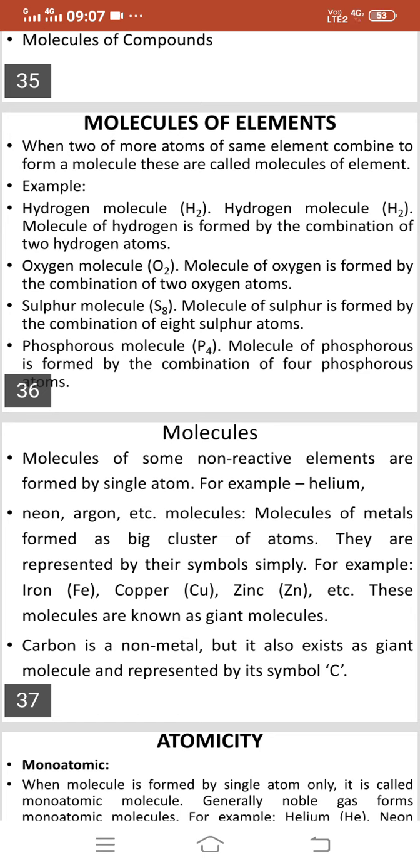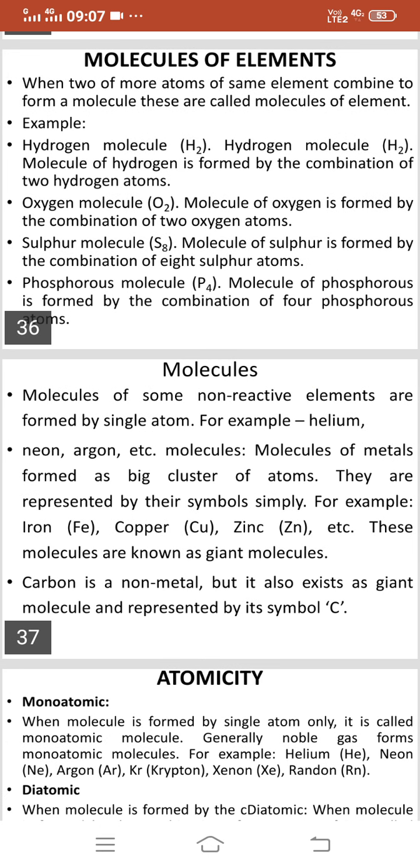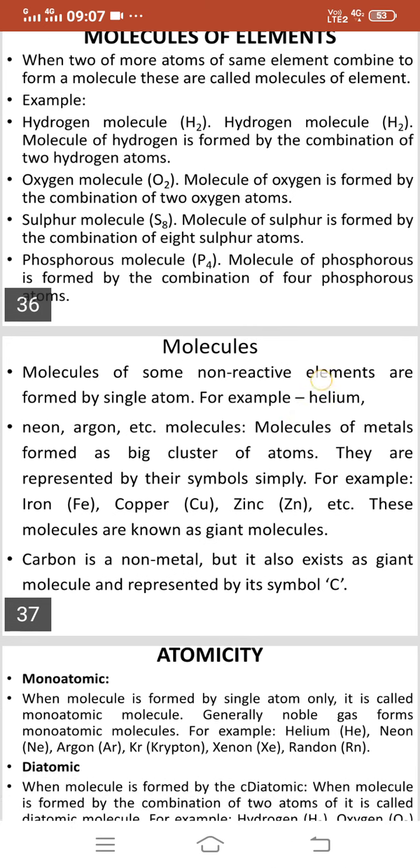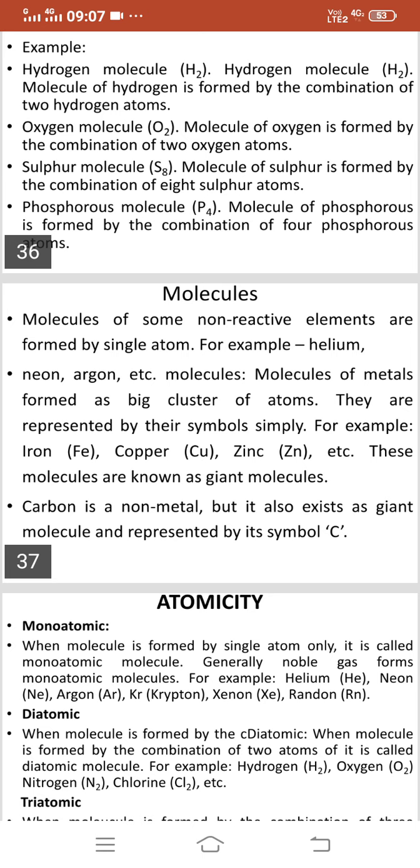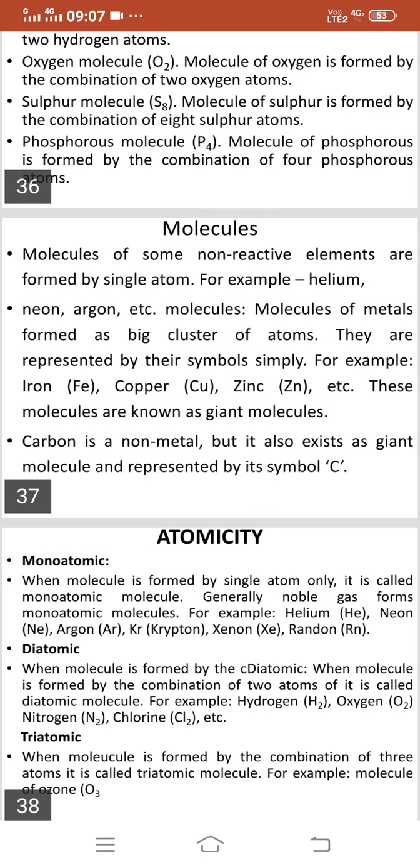Molecules of some non-reactive elements are formed by a single atom. Example: helium, neon, argon, etc. Molecules of metals form as a big cluster of atoms. They are represented simply by their symbols, for example iron, copper, zinc, etc. These molecules are known as giant molecules. Carbon is a non-metal, but it also exists as a giant molecule and is represented by its symbol, capital C.